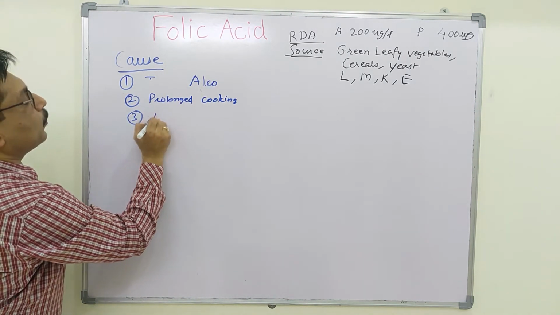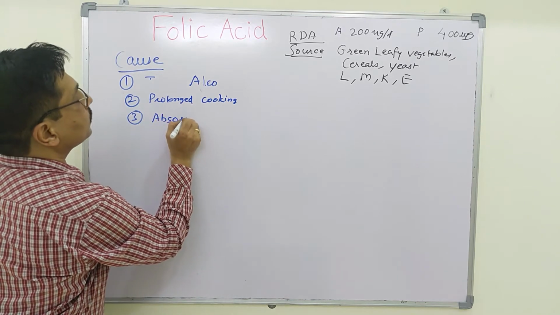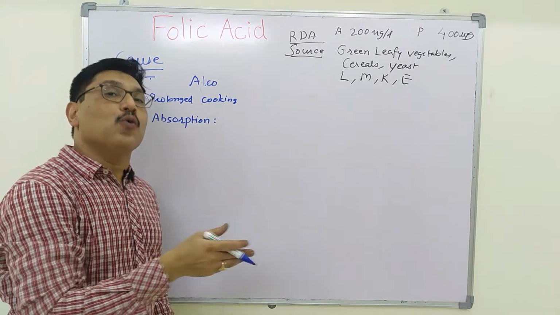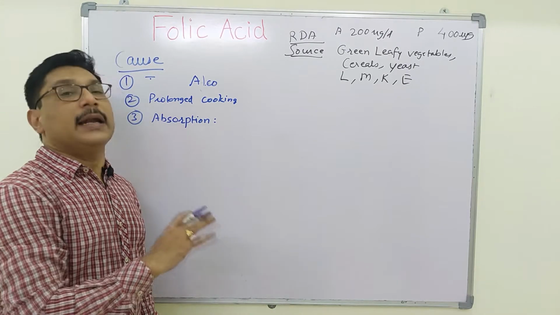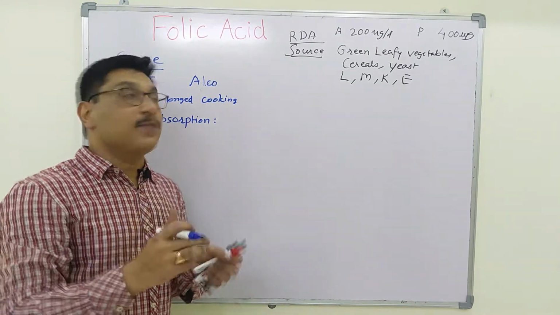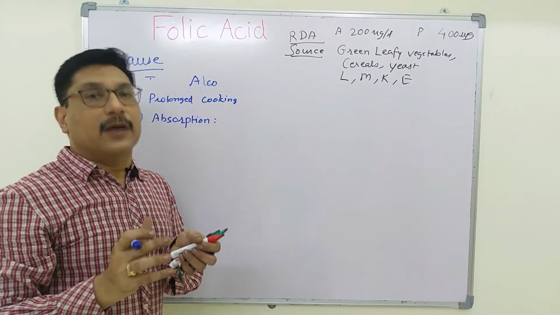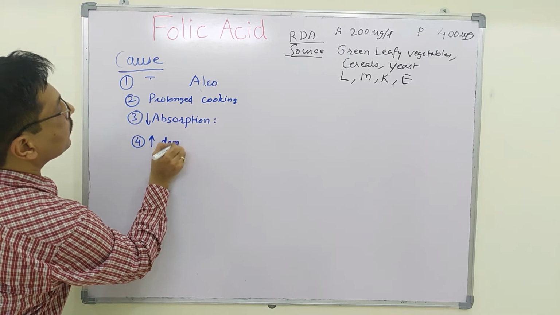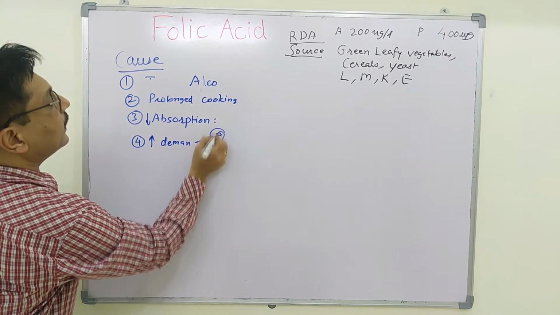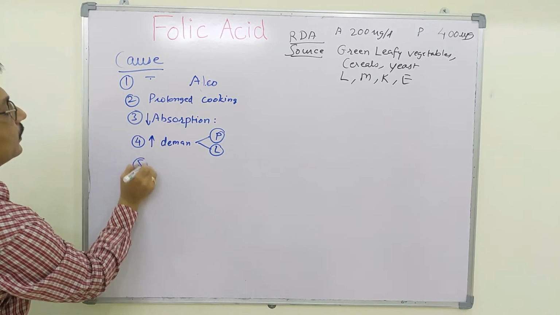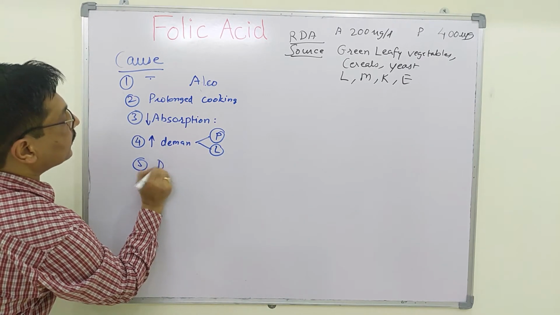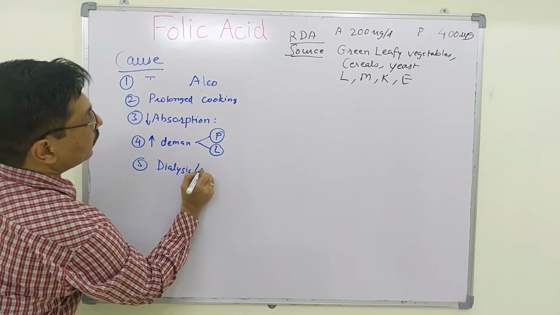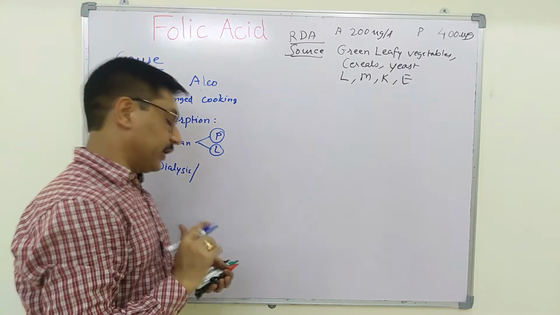If it is not absorbed properly, the absorption is not proper in case of tropical sprue or celiac disease. The person may be consuming anticonvulsants like phenytoin, etc., which combine with the folic acid in the food and form a complex. Fourth one is increased demand, as in case of pregnancy and lactation, and the other conditions can be dialysis and anti-cancer treatment, especially with methotrexate.